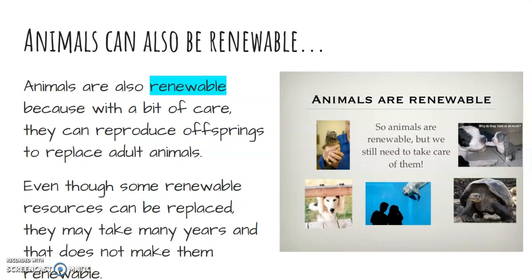However, animals can also be renewable. You probably eat meat, a lot of you do. And those animals, like chickens and cattle, are hopefully renewable because with a bit of care, they can produce offspring and replace the adult animals that we use for our food. Even though some renewable resources can be replaced, they may take many years, and that doesn't always make them renewable. So there is a gray area here. There's not always just a yes or no answer, and animals are one great example of that.